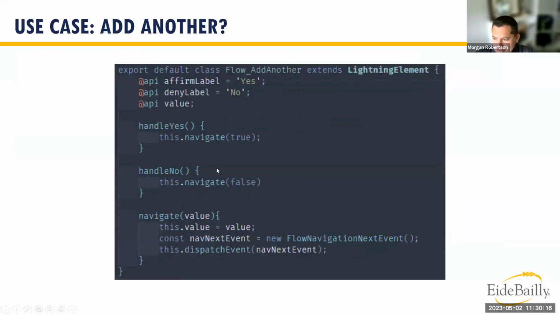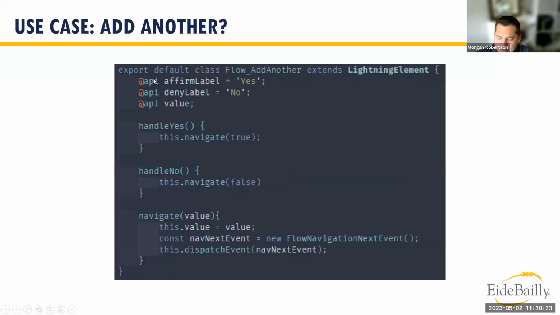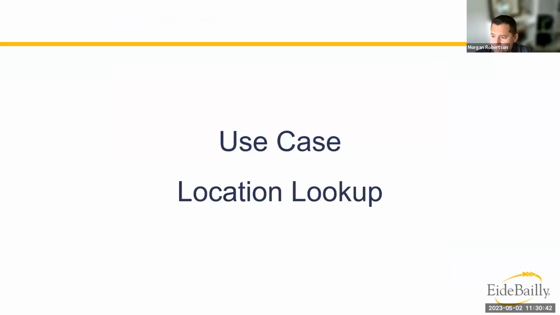Here's the JavaScript for this. Again, very simple. I have to have my labels. Oh, API enabled. When I have a yes or a no, I'm going to pass in that parameter, and then I simply dispatch my flow navigation next event, right? Because I'm going to be navigating the page, it will automatically fire those change events for me. Okay, let's do another example.